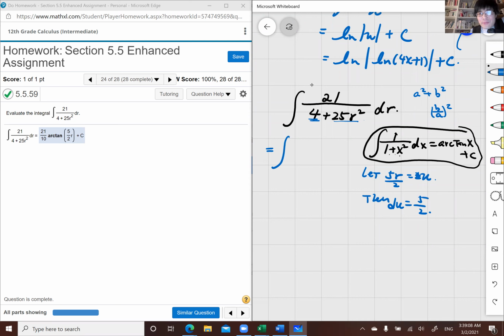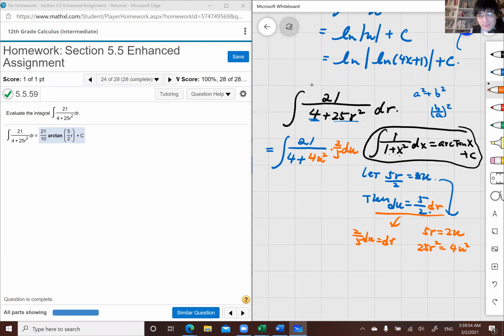Now let's see what's going to happen. These numbers don't change, but because 5r is equal to 2u, 25r squared is 4u squared. So this is going to be 4u squared, and this is dr here, and this is going to be times 5 over 2. Sorry, it's missing here. I had to change it here. So dr is equal to 2 over 5 du. So it's going to be 2 over 5 du here.